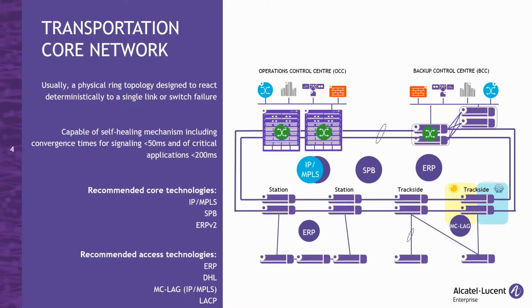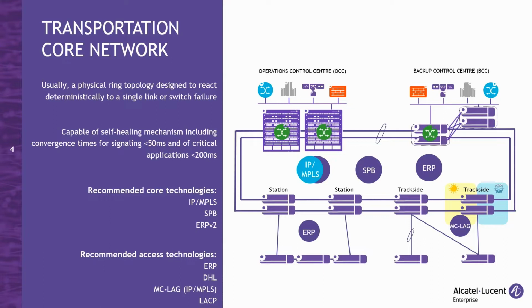Since a ring creates a physical loop, the network is subject to creating layer 2 loops. Therefore, we need a mechanism or a protocol that is capable of preventing these loops but also be able to react deterministically to a single link or node failure. This reaction and overall convergence should be in the range of tens or hundreds of milliseconds, depending on applications running over the network. Standard values for signaling is 50 milliseconds, and for critical applications, 200 milliseconds or less.